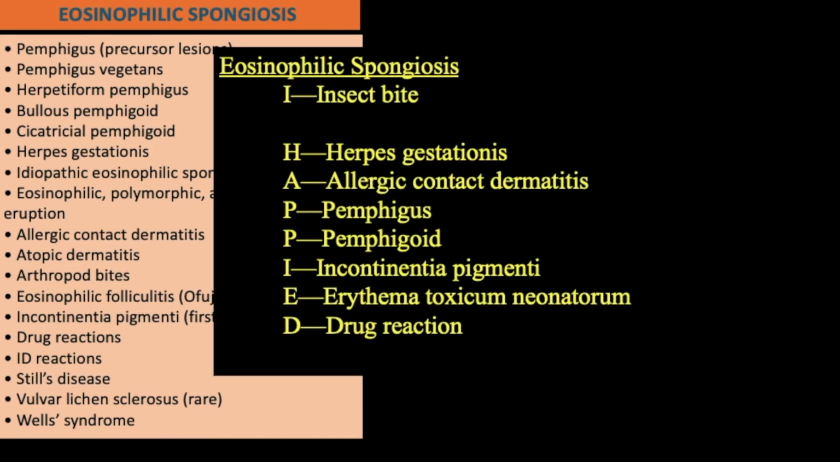I found this mnemonic online, which will probably be helpful to some of you to remember the eosinophilic spongiosis: IHAPID. Insect bite, herpes, allergic contact dermatitis, pemphigus and pemphigoid, incontinentia pigmenti, ETN or erythema toxicum neonatorum, and drug reaction.